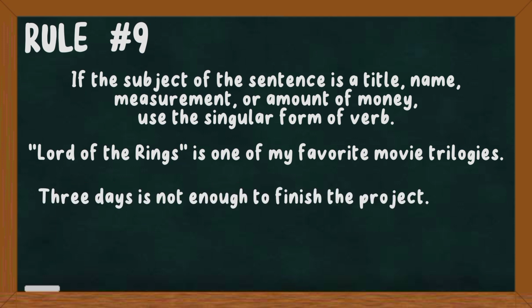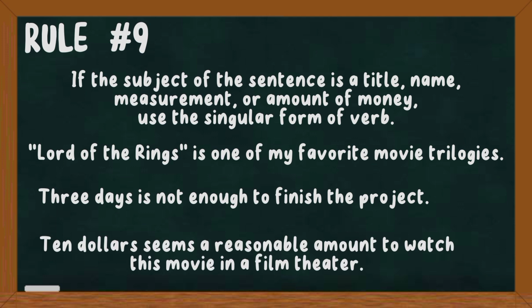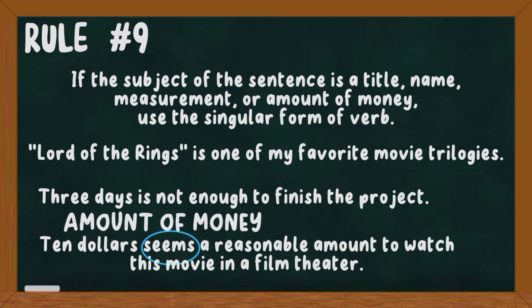3 days is not enough to finish the project. 3 days is a measurement of time. $10 seems a reasonable amount to watch this movie in a film theater. $10 is an amount of money, and the verb seems is in singular form.